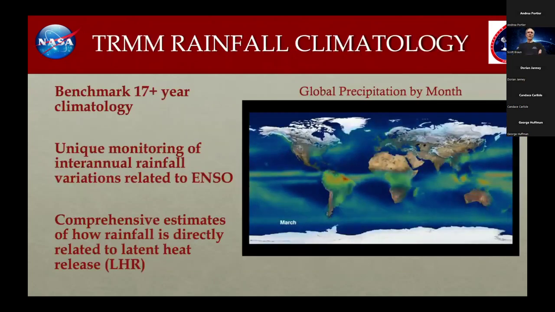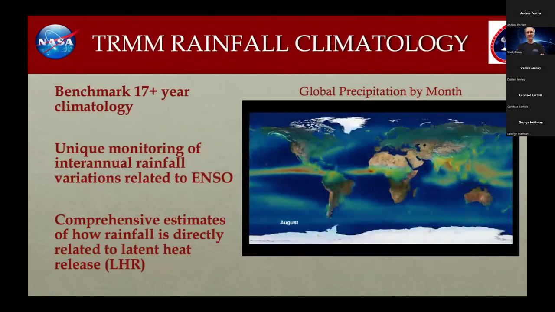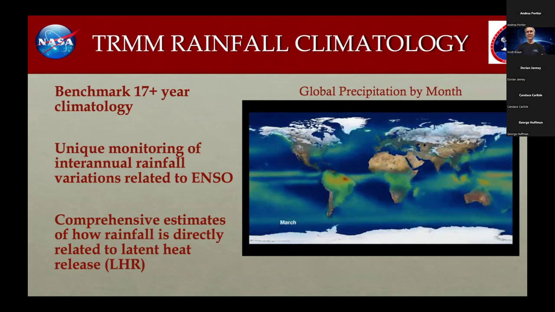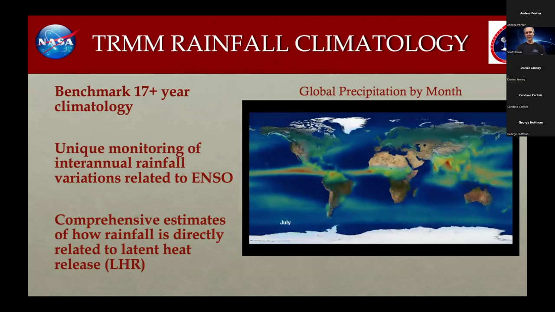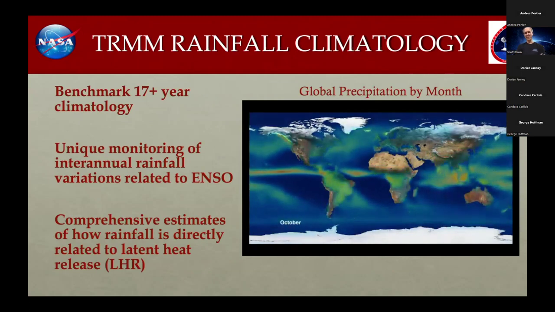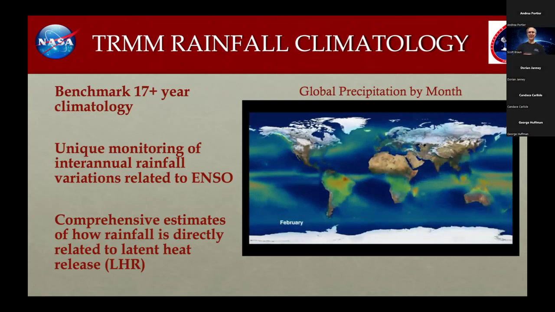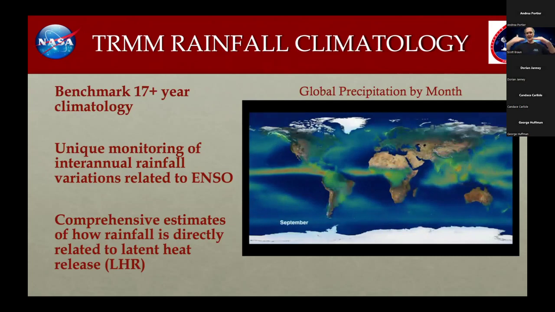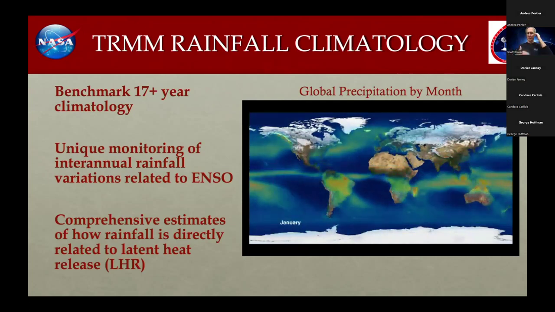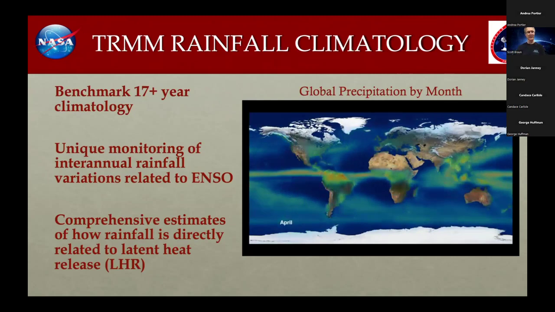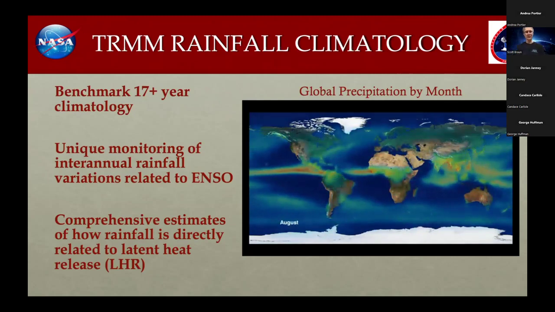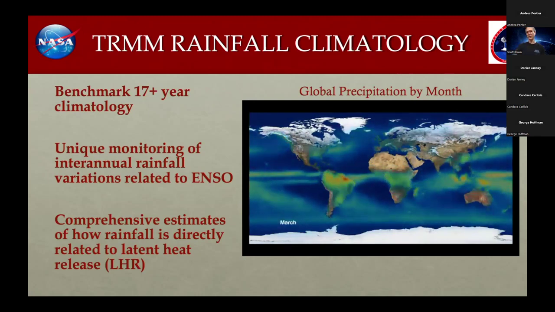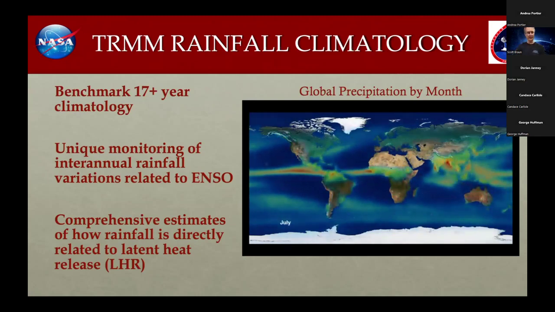So TRIM created a benchmark 17-year climatology for rainfall. That allowed us to get not only an accurate estimate of the annual global rainfall, but also to look at it by month over 17 seasons. And in this animation, hopefully it's not too jumpy, you should be able to see the northward and southward progression of the tropical rainfall bands as we progress through the year. The 17-year record also allowed for looking at variations of precipitation from year to year. For example, the impacts of El Nino and La Nina.